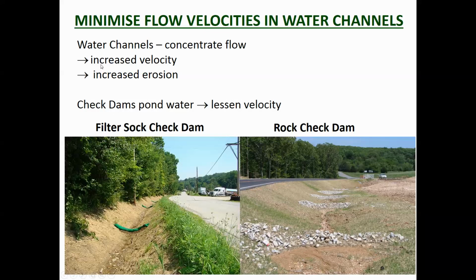Another way of minimizing the flow velocities in water channels is to once again step it. Here you can see there's a water channel, and they've put some filter socks in. The water flows along and then hits this sock and there's a ponding of water, and that ponded water acts like a bit of a brake for the water, and then it gradually spills over the top, not going with any velocity at all, then it builds up and hits the next one and so on.